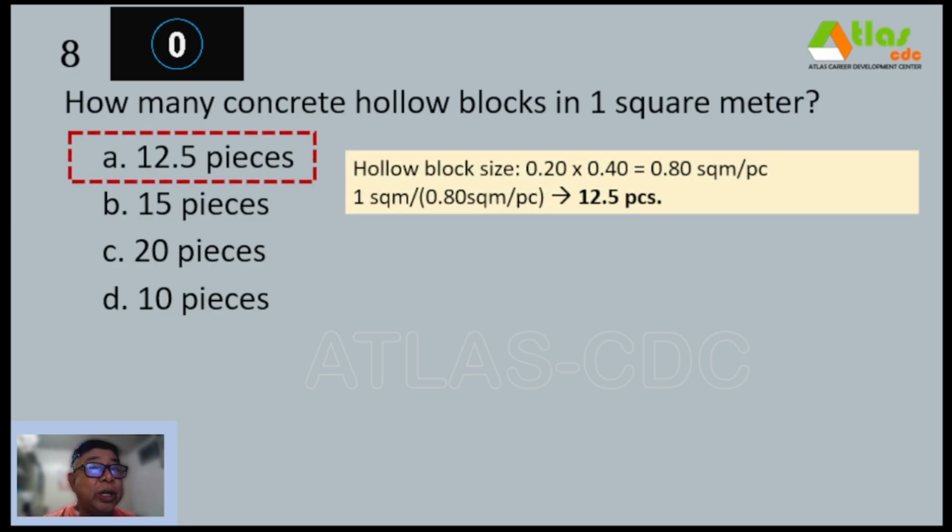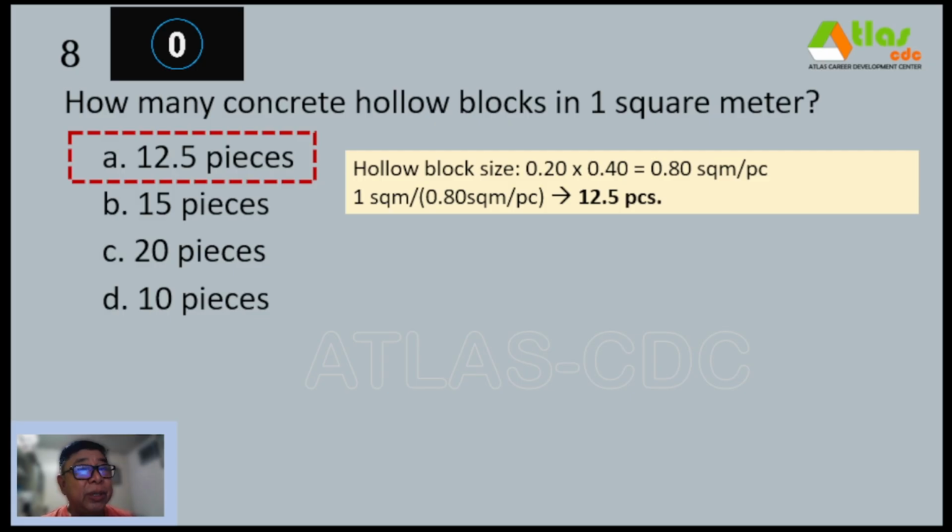So if we check the size of the hollow block, that is 0.2 by 0.4 yung surface area, no? Hindi yung thickness, no? So that will give you a surface area of 0.80 square meter per piece. So just divide 1 square meter by 0.80 square meter per piece will give you 12.5 pieces per square meter of wall area. So if you are to compute for the number of pieces of hollow blocks in a wall area, just multiply the wall area in square meters by 12.5 pieces per square meter to get the total number of pieces of CHB.